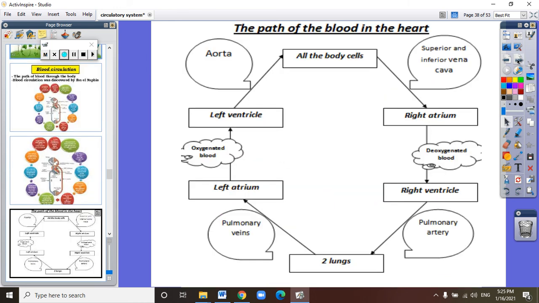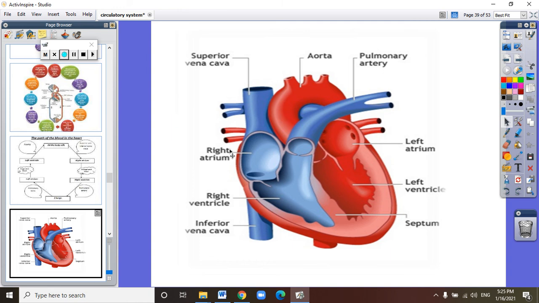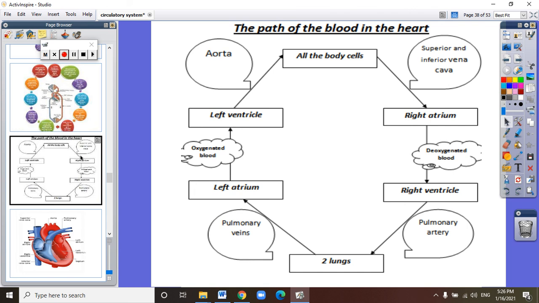At first, let's remember the shape of the heart. That's the right atrium and that's the right ventricle. The superior and inferior vena cava are the veins coming to the right atrium, and the pulmonary artery is coming from the right ventricle. The pulmonary veins are coming to the left atrium, and the aorta is coming from the left ventricle. The superior and inferior vena cava, the pulmonary artery, the pulmonary veins and the aorta are the main blood vessels in our body. Now let's know the path of the blood inside our body.